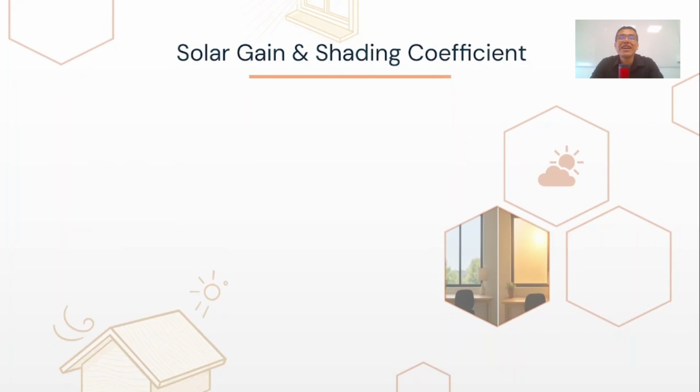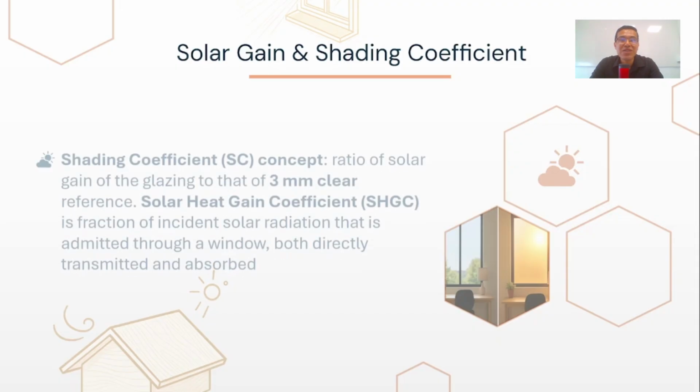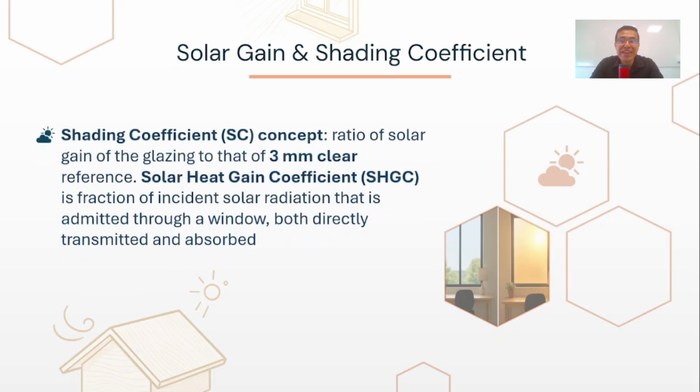So we've talked about conduction and the U value. Now let's focus on solar gain. This is all about the energy coming directly from the sun. We use something called the shading coefficient, or SC, to measure this. It's a simple ratio that compares how much solar heat a window lets in to a standard 3mm thick clear pane of glass. This single number combines all the complex optical and thermal effects, making it a great shortcut for us.